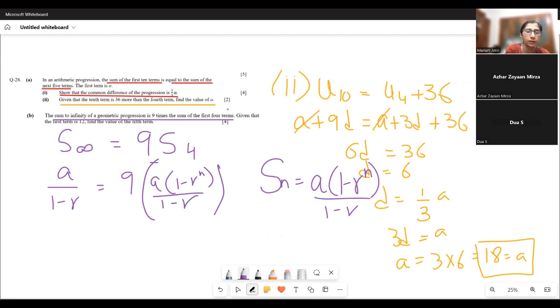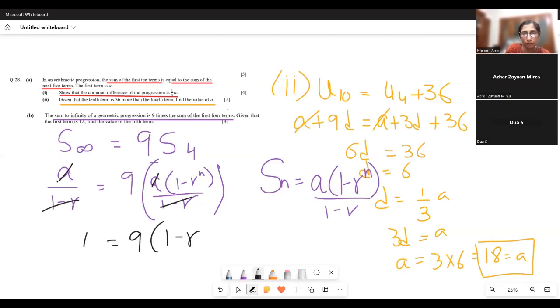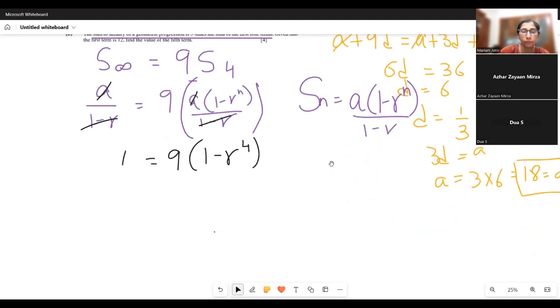1 minus R 1 minus R हम दोनों साइड से कैंसिल कर लेते हैं क्योंकि दोनों के डिनोमिनेटर में. सिमिलरली A भी कैंसिल कर लेते हैं दोनों साइड से. तो अब लेफ्ट साइड पे रह गया 1 equals 9 times 1 minus r power 4 because it was S4. Okay. Now you have to find r from here.